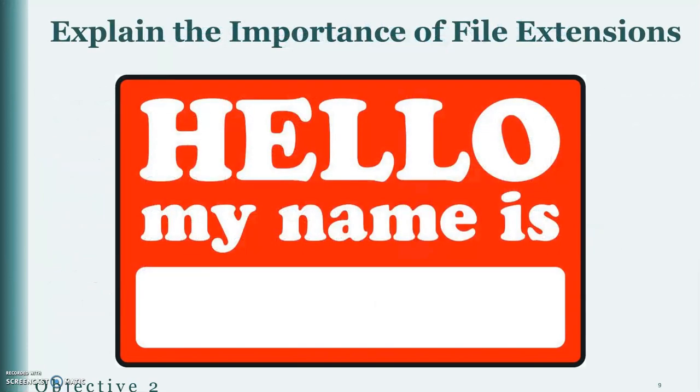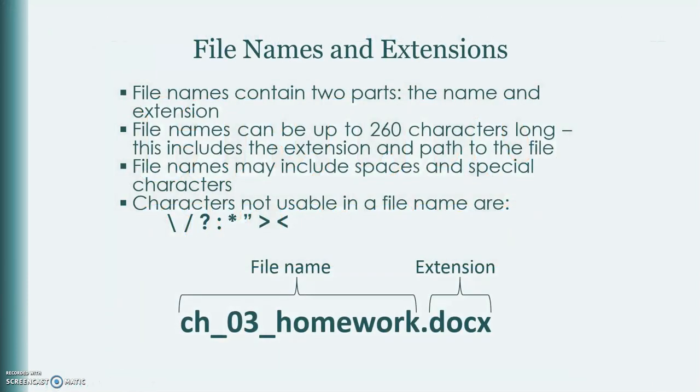Okay, so let's talk about the importance of file extensions. Every single Windows file has a file name that has 2 parts: a file name and a file extension. Okay. The name should be meaningful, and it should describe the contents of the file. When you create your own file, you decide the name. Okay. The name actually cannot exceed 260 characters.